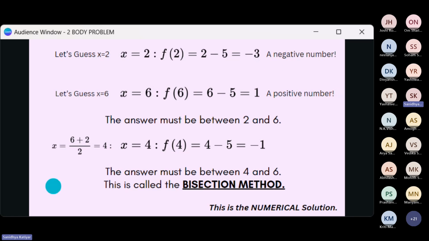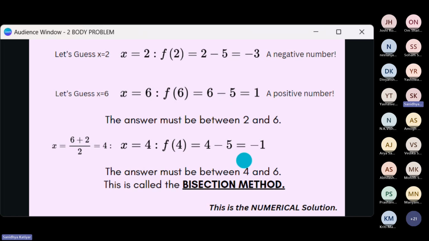So what we do is calculate the average of these two numbers, x equals 6 and x equals 2. That comes out to be 4. Then we use x equals 4 in calculating the value of the function once again, and it comes out to be minus 1, which is again a negative number. So we once again know that it must be between 4 and 6.